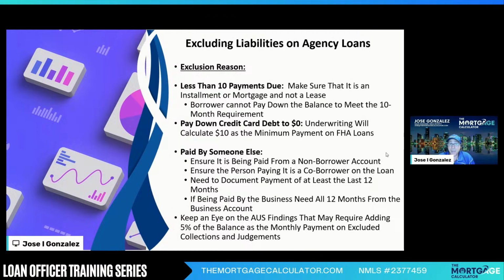Need to document payment of at least the last 12 months is another critical component. Now, I did mention that I had one where he had it only for 10 months, right? But it was being paid by the business. But we were able to show the previous track record that he did it the same way through the business for the previous vehicle that they owned. So that one was accepted. But that was pretty easy to get approved.